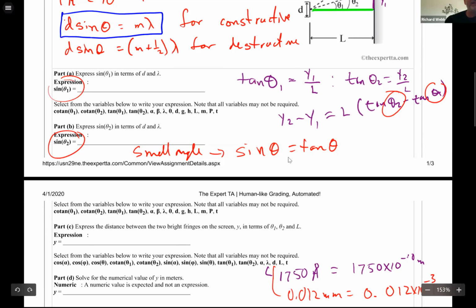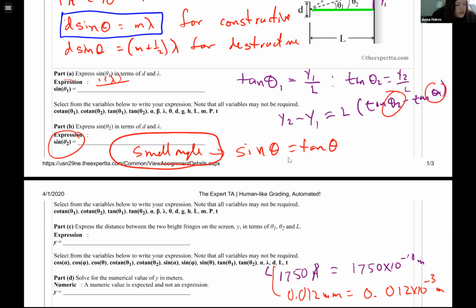Okay, so you have the sine theta equation here, right? The sine theta equals tan theta is only for the small angle approximation, which probably applies, but it's not technically correct. It's an approximation. So you have sine theta is equal to lambda over d, right? That's what you have for your equation here. And if you look at the values for lambda and d, we can determine if this is a small angle or not: if this value is less than 0.01, then it's a small angle.